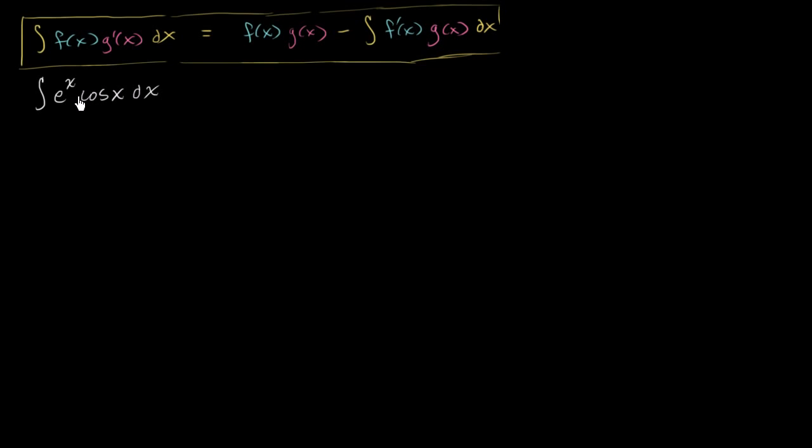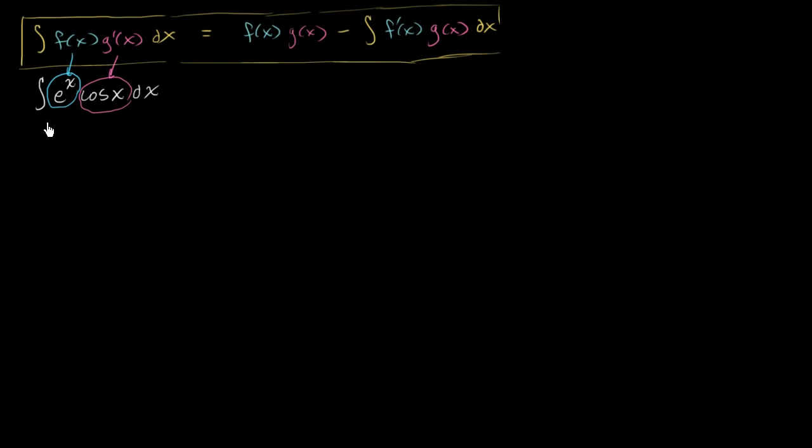In this case, neither of them becomes simpler, and neither becomes dramatically more complicated when I take their antiderivative. So it's kind of a toss-up which one I assign to f of x and which one I assign to g prime of x. Actually, you can solve this problem either way. So let's assign f of x equal to e to the x, and g prime of x equal to cosine of x.